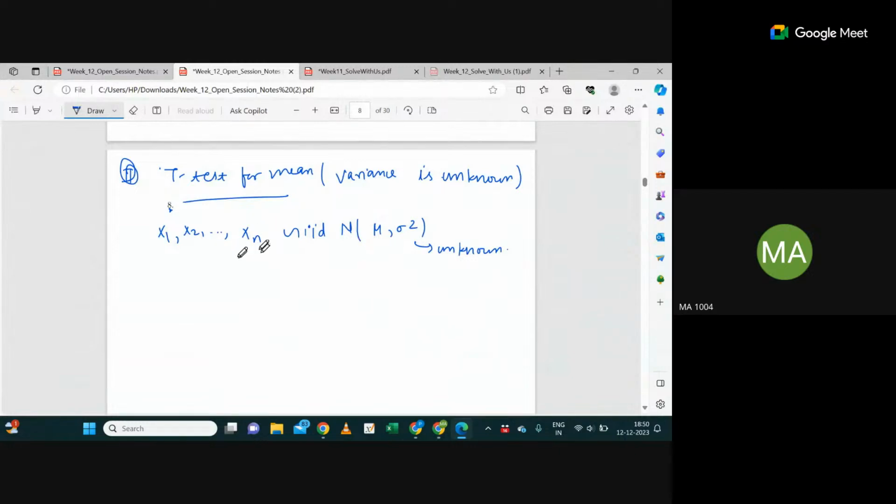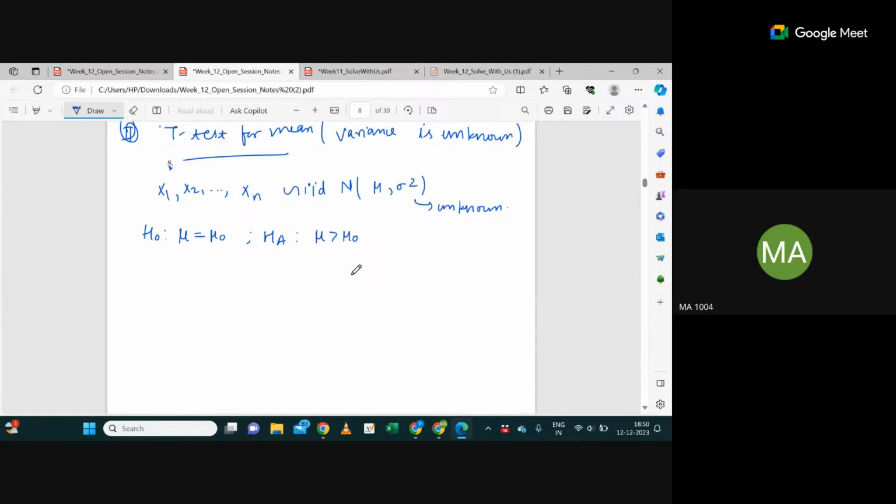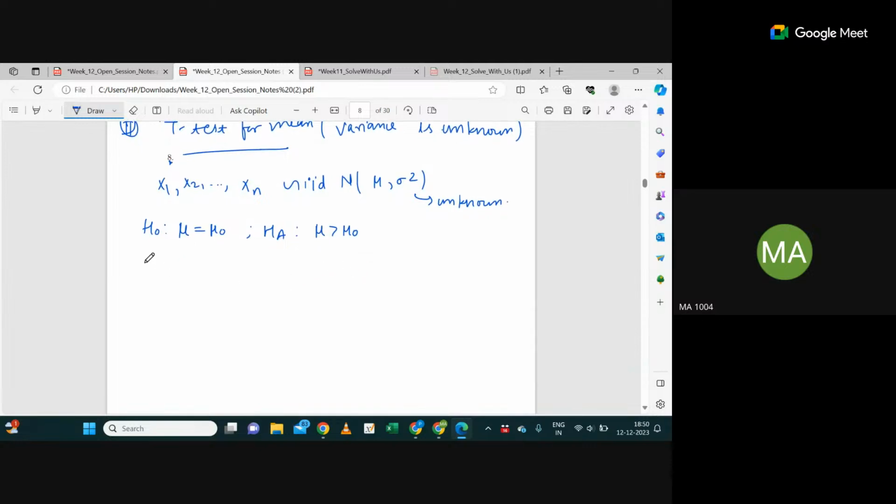How will you define the test? I will tell you. Just let me define the null hypothesis. It's mu is equal to some specific value, mu naught. And let's say the alternative is mu is greater than mu naught. I'm just taking a right tail for now. So what will be your test, as per your alternative hypothesis? I will reject my H naught when x bar is greater than some c.